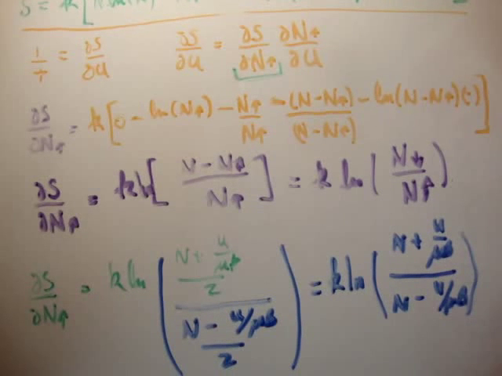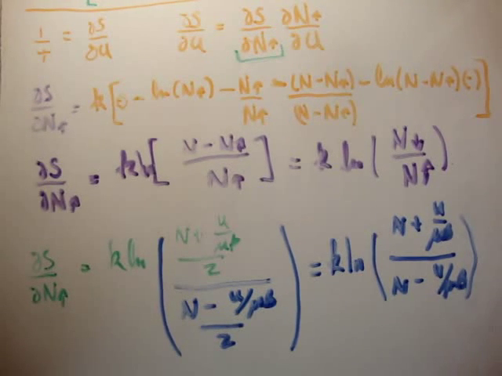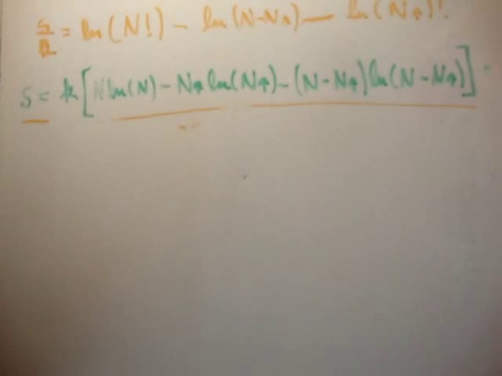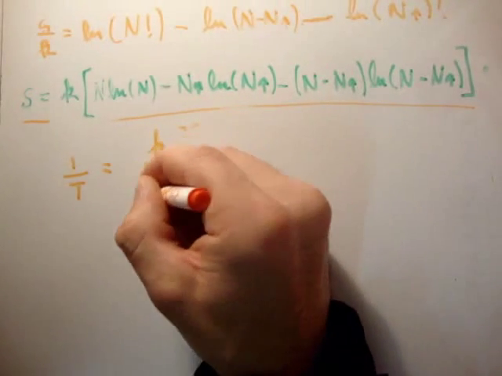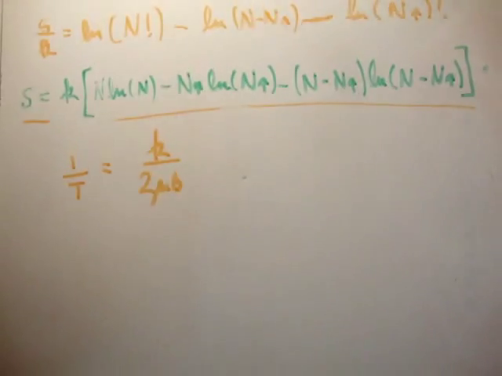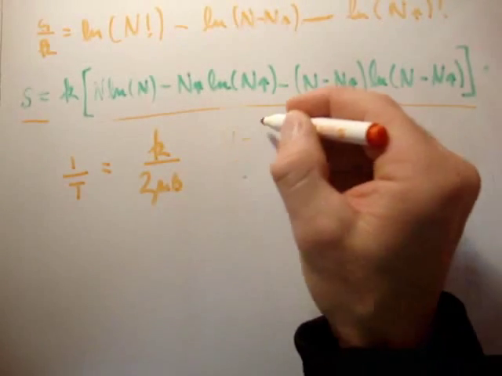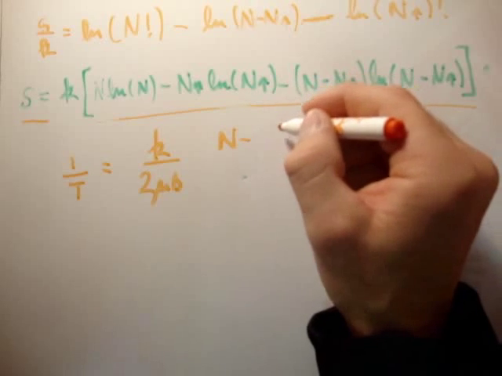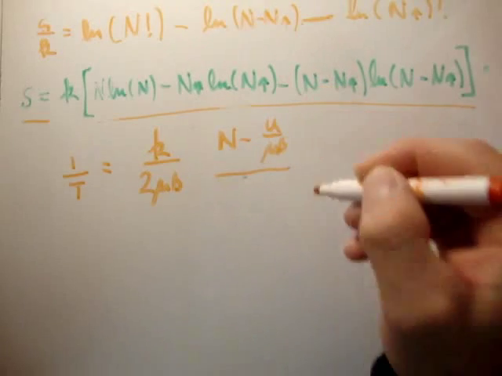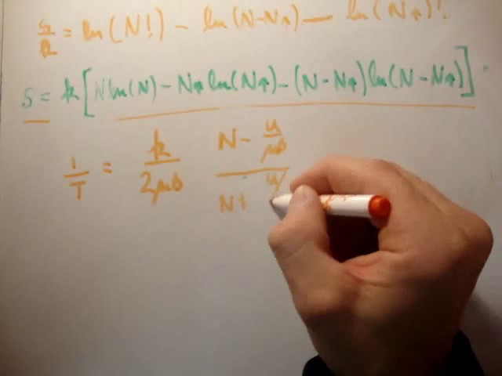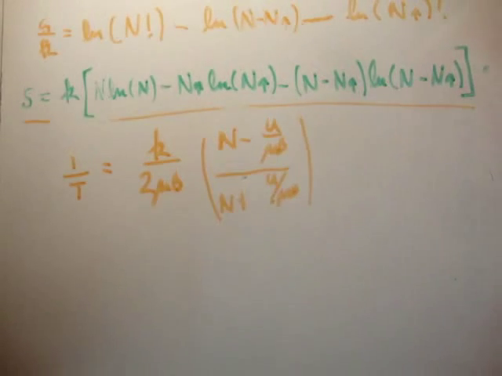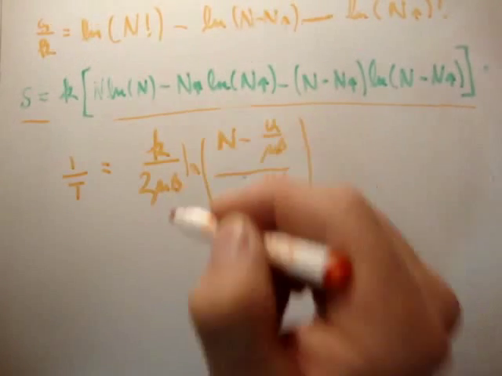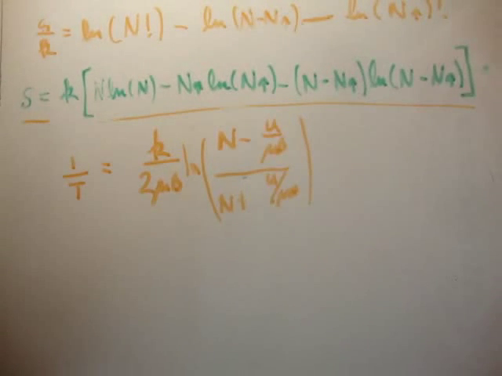And you're just going to write down the answer, okay? I'm going to write down the answer, so you're going to have to accept it, or do it yourself. Okay, so this is a very small bit of manipulation, but we can rewrite 1 over the temperature as equal to Boltzmann's constant divided by twice mu B, and then we have the log of (N minus U over mu B) over (N plus U over mu B). Sorry, there's of course a logarithm in here. And that is 1 over the temperature. So now we have the temperature.